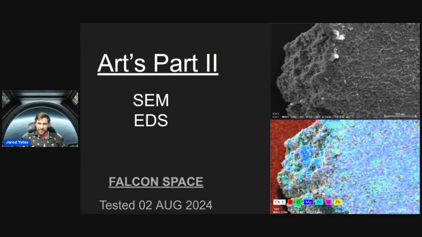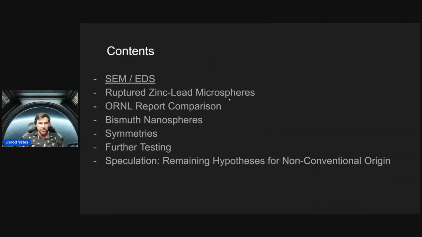Over here, you can see an example of the scanning electron microscopy. Over here, the energy dispersive spectroscopy, where you can see the elements. We did this testing at the beginning of August. I've been going through the results of this and trying to come up with some analyses. So just to give you a quick rundown on how this is going to go, I'm going to go over a bunch of pictures of our SEM and EDS pictures.